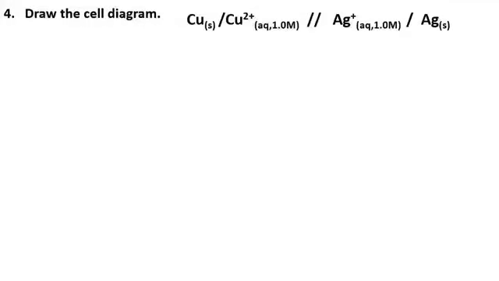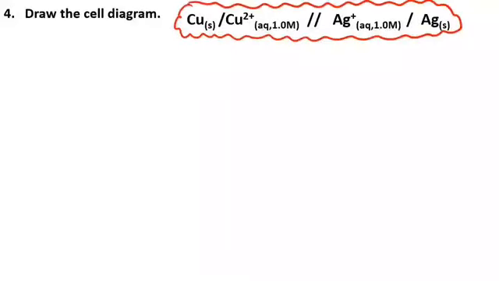Draw the cell diagram. So, how to draw the cell diagram? Mesti based on the cell notation kita. So, tengok balik semula cell notation. Ni adalah jawapan dalam A awak. So, mesti lukis mengikut cell notation kita.